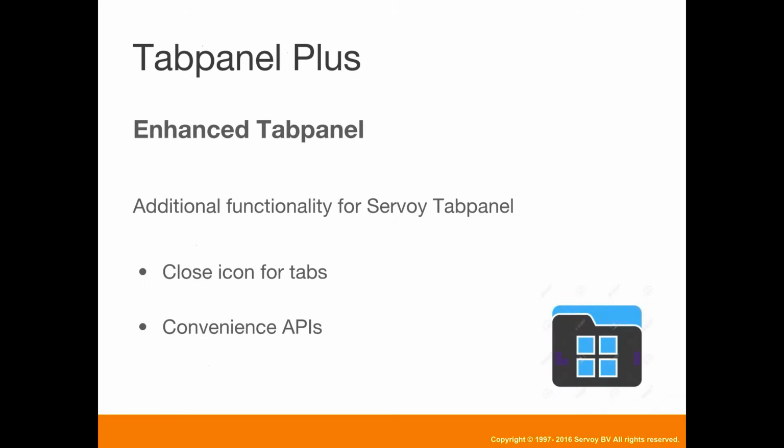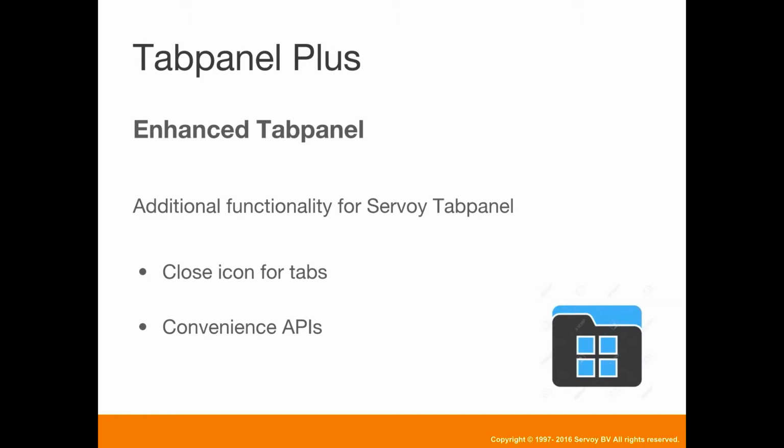In addition to that, we also are announcing an enhanced tab panel component. So far, it allows you to close tabs by clicking an icon, and there are some APIs to make that convenient to do programmatically. That's the first release of this component. There are plans to add more enhancements based on some customer feedback that we already have, so we're starting small with that one. Right now, it's the same thing as a Servoy tab panel, but with closable tabs.